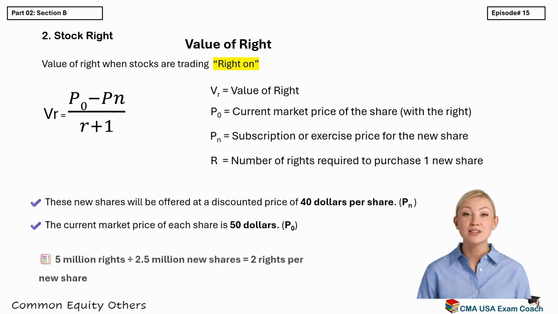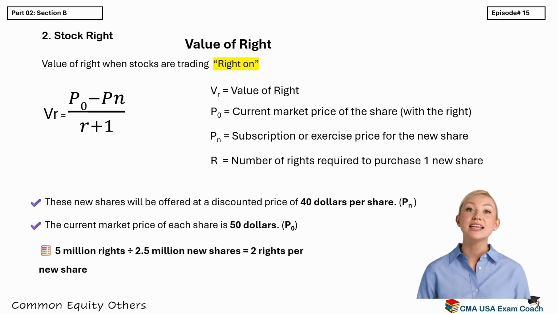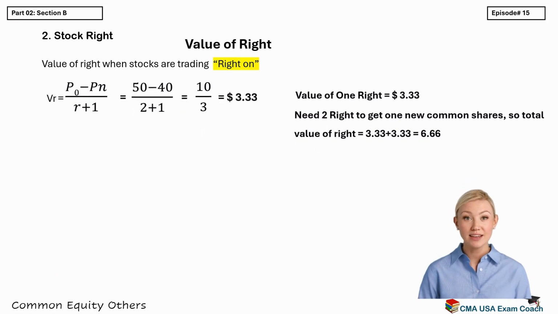Plugging all of these into the formula, value of right equals (50 minus 40) divided by (2 plus 1). Value of right equals 10 divided by 3. That gives us approximately $3.33. So what does this number actually mean? It means that each right is worth $3.33 when the share is still trading rights-on.